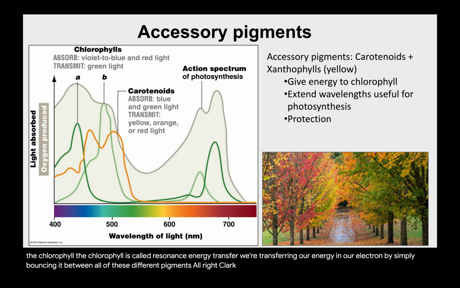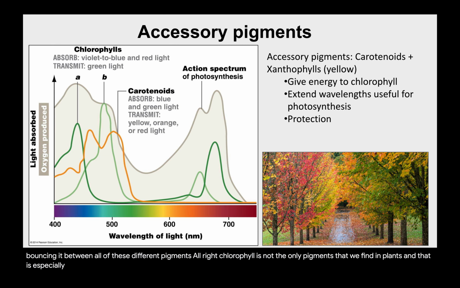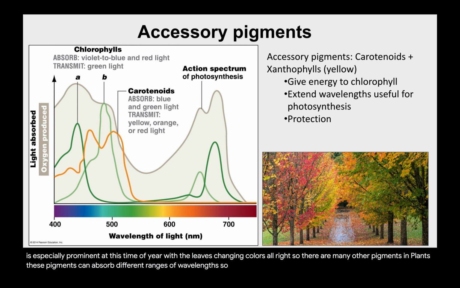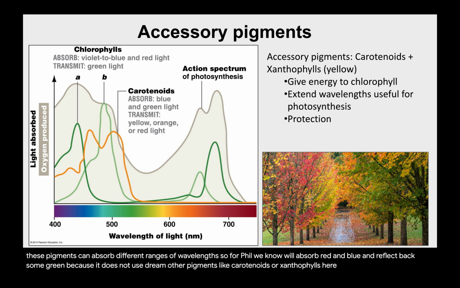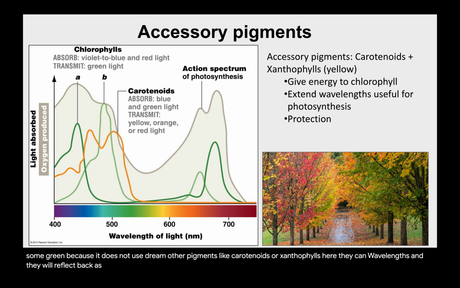All right, chlorophyll is not the only pigment that we find in plants, right? And that is especially prominent at this time of year with the leaves changing colors, right? So there are many other pigments in plants. These pigments can absorb different ranges of wavelengths. So chlorophyll, we know, will absorb red and blue and reflect back some green because it does not use green. Other pigments, like carotenoids or xanthophylls here, can absorb different wavelengths, and they will reflect back as like a red or a yellow or an orange, right?